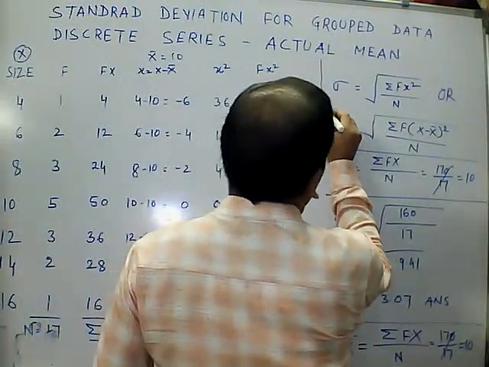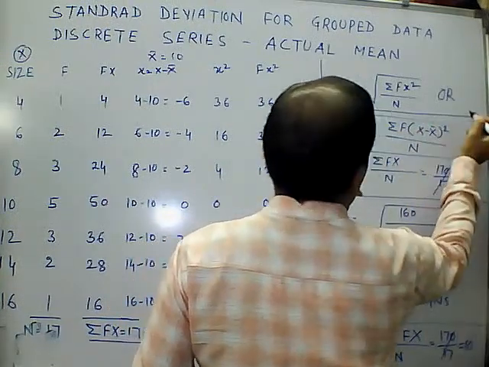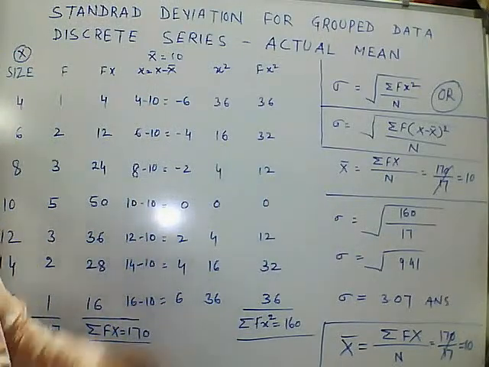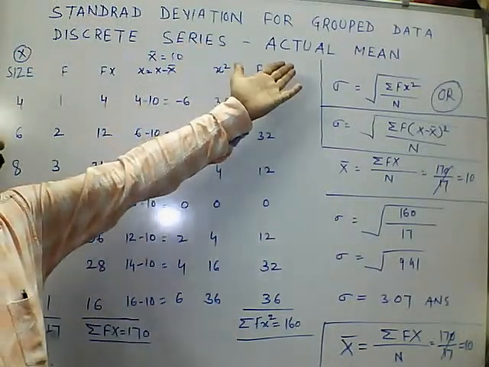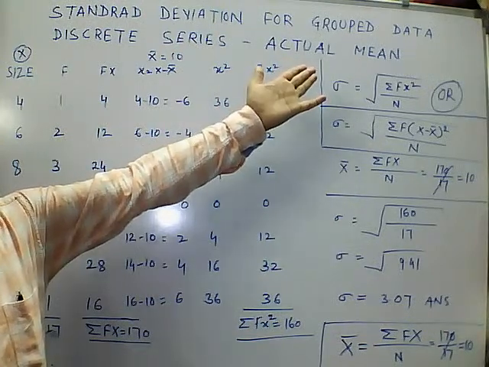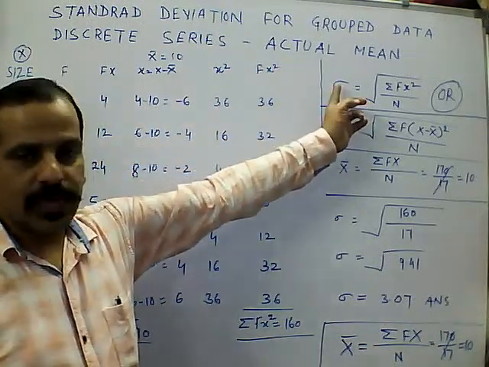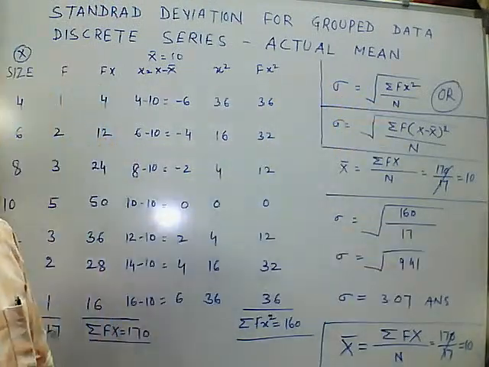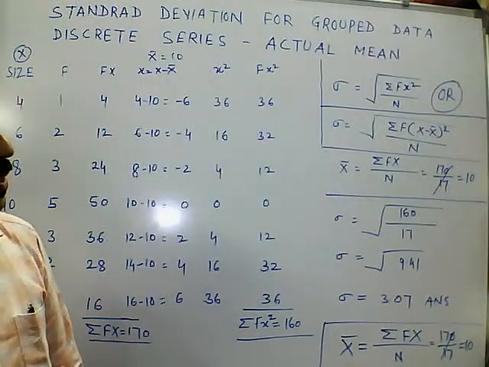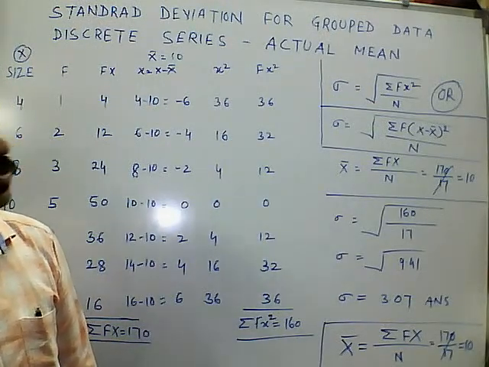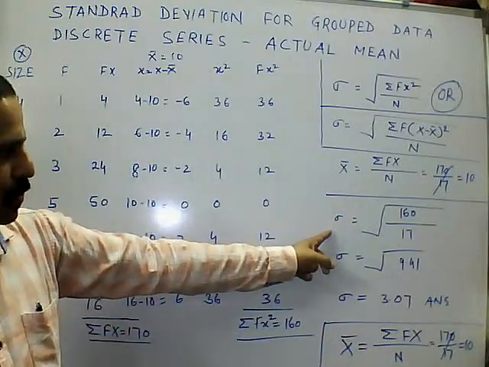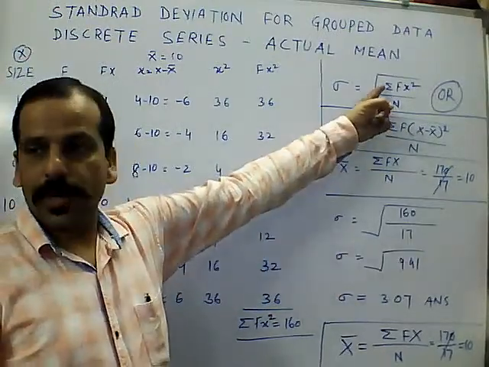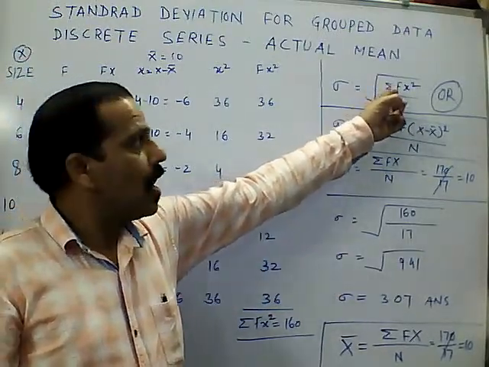So here I wrote the standard deviation in case of discrete series under actual mean method. Standard deviation is equal to under root summation of frequencies into deviation square of the deviations, divided by n. So come to this point. Under root, now summation fx square.